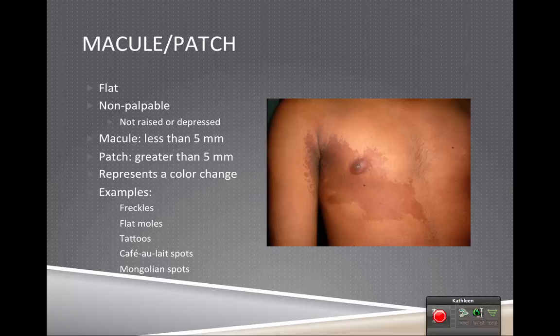A macule, a patch, they're flat. You cannot palpate them. They're not raised or depressed. A macule by measurement is less than 5 millimeters. A patch is greater than 5 millimeters. A macule represents a color change. And examples of a macule are freckles, flat moles, tattoos, cafe au lait spots, which is what this patient has, or Mongolian spots.